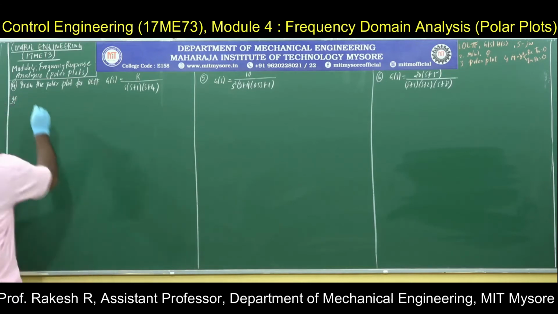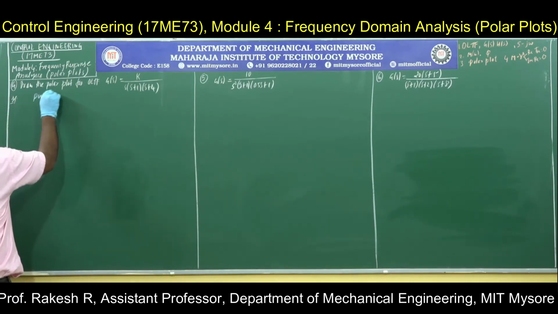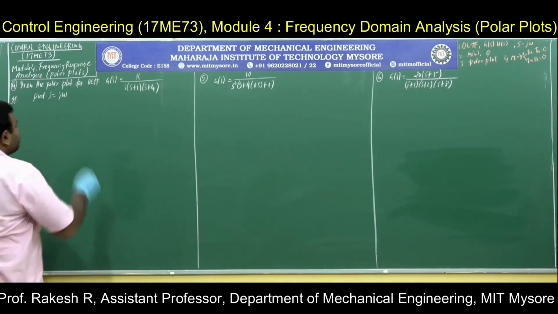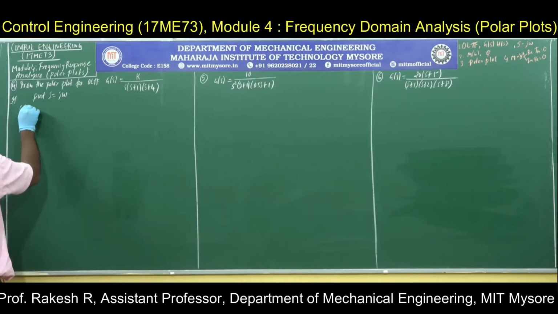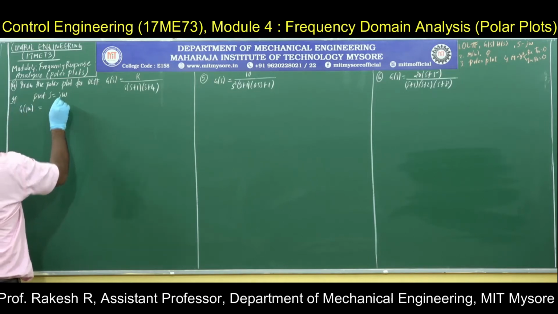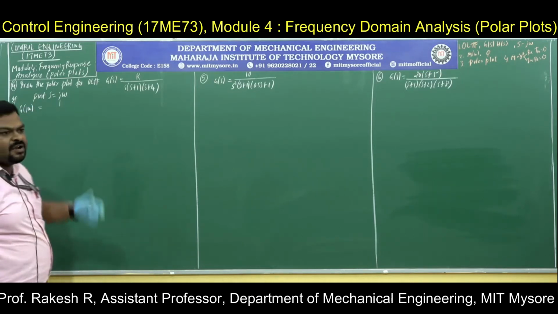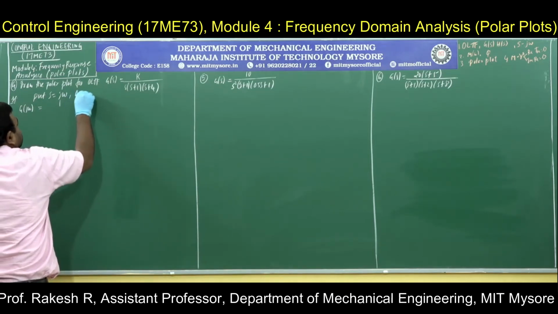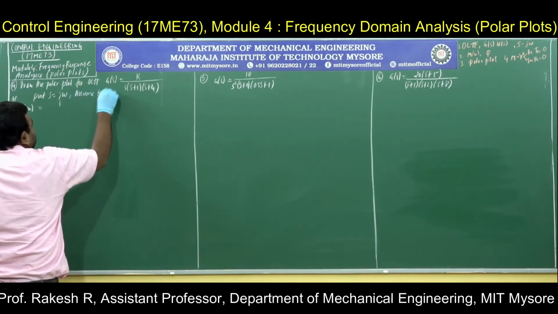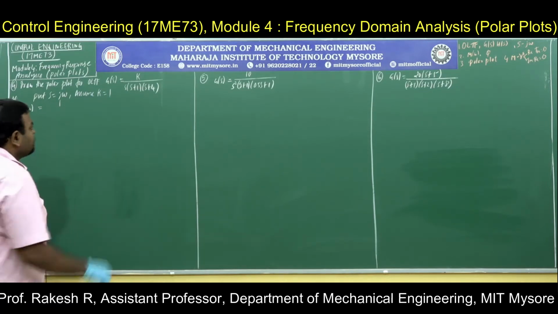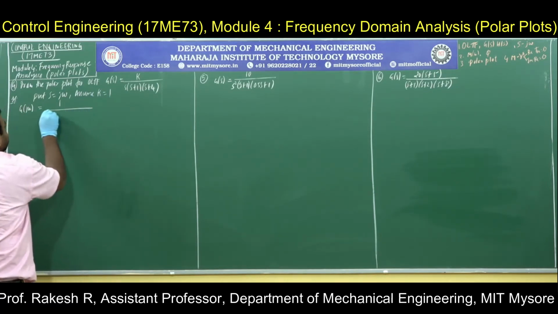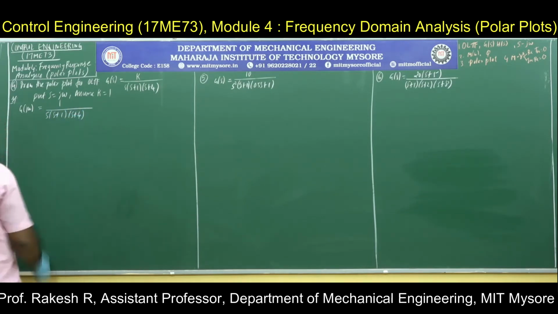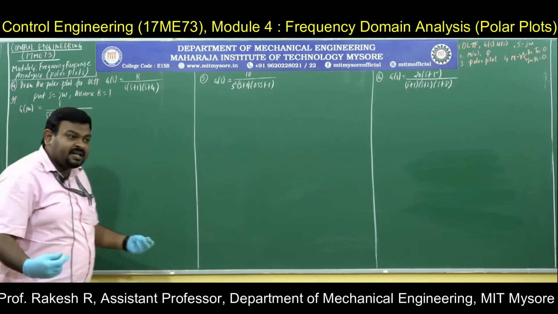As usual the first step is put S is equal to j omega. Some of the steps I will skip here. So G of j omega will be equal to K. Since the value of K is unknown, you can assume any value. For easy purpose, I will be assuming the value of K is equal to 1, divided by s into s plus 1 into s plus 4. So I will write the magnitude and phase angle directly.